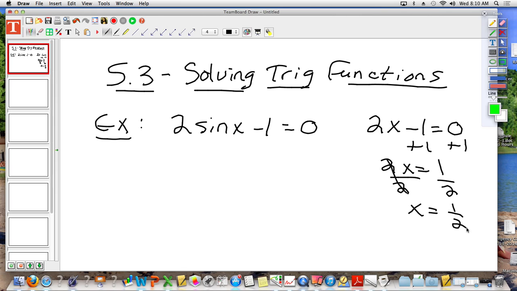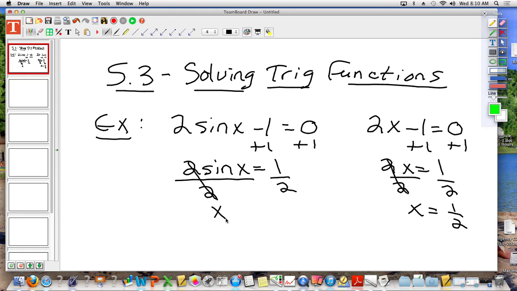So we have to solve it the same way. You're going to add 1 to each side, so you're going to have 2 sine x is equal to 1. Then you divide each side by 2, so sine of x is equal to 1/2. So you've solved it as much as you can now. Your job now is to figure out what value of x will make the sine of x equal to 1/2.